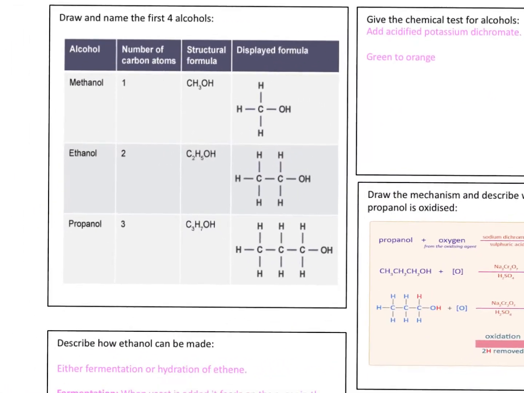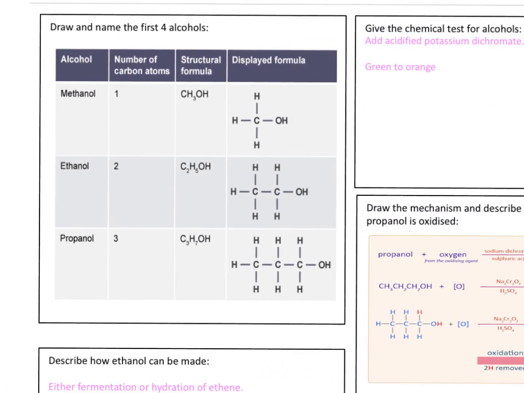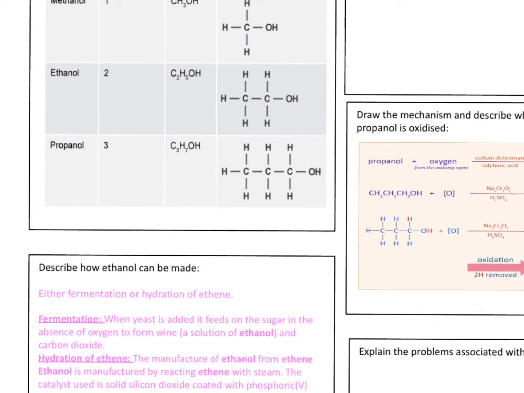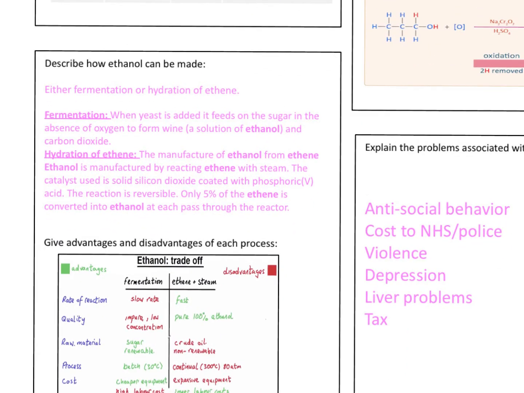So looking at the first three alcohols here, you can look at how many carbons they've got, the structural formula and displayed formula. Sometimes what is asked is the simple formula, so it looks like that, to fill in how many carbons you have and it will work out the rest for you. Okay, two different ways that ethanol can be made.